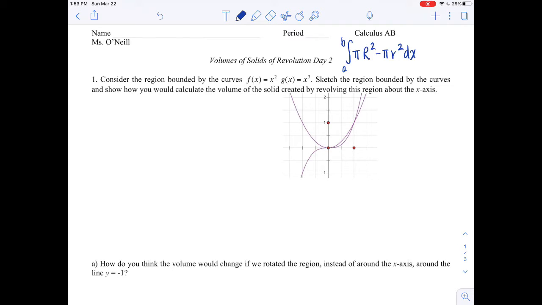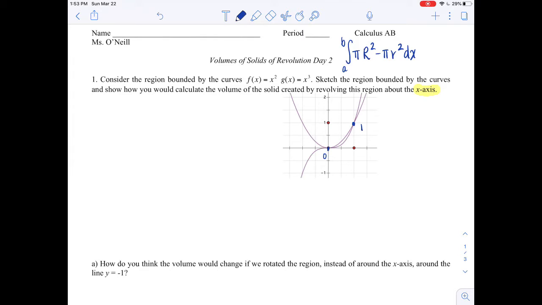So it says, consider the region bounded by the curves x squared and x cubed. Sketch the region bounded by the curves, and find the volume when you revolve this around the x-axis. Okay, so first things first, I've sketched my region. Next thing you'd want to find are the intersections. So you can see these intersect at 0 and at 1.